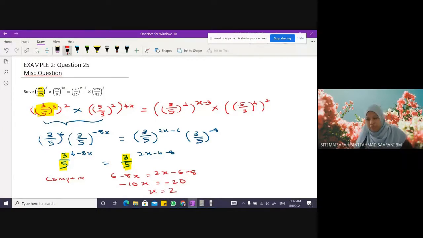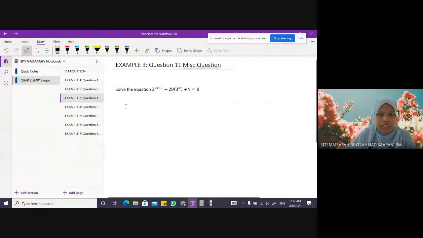So the final answer is x equals 2. We can compare. This is the second type of equation for index equations. We can use compare if the bases are the same. So this is question 25 of the miscellaneous questions. Okay, and then we continue with example 3.